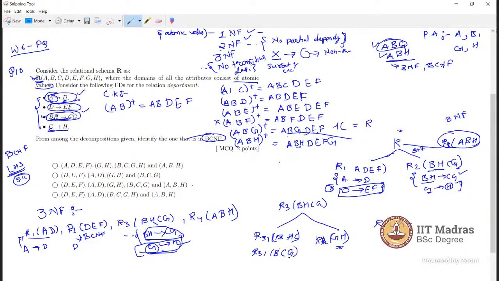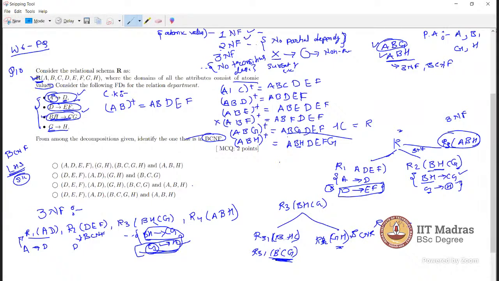BCG. Now, if we take the common intersection between R31 and R32, G is the common attribute, and from G we can determine H, right? So R32 is determined. Yeah. So this is a lossless decomposition. But what is the candidate key here? We need to check whether this decomposed relation is in BCNF or not, no? Because this is BCNF.